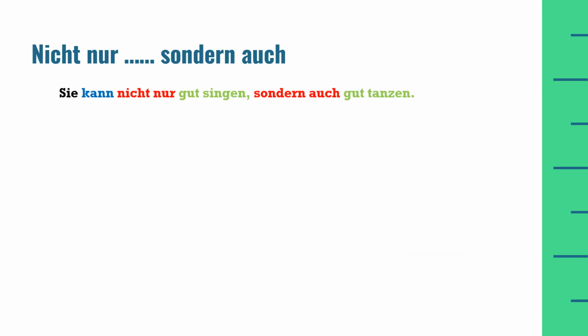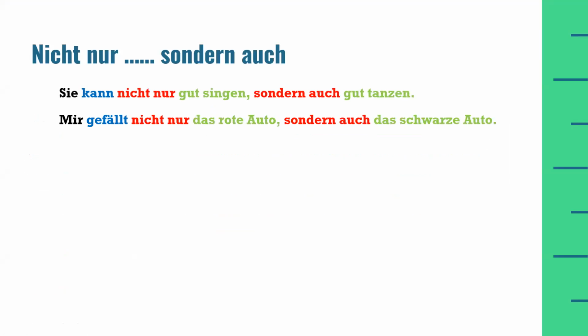Further examples: Sie kann nicht nur gut singen, sondern auch gut tanzen. She is not only good at singing but also good at dancing. Next example: Mir gefällt nicht nur das rote Auto, sondern auch das schwarze Auto. I not only like the red car but also the black car.